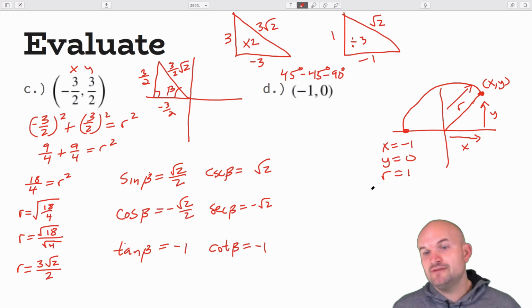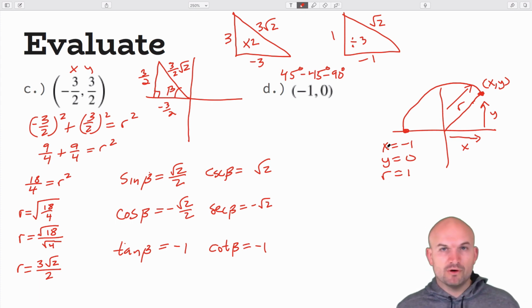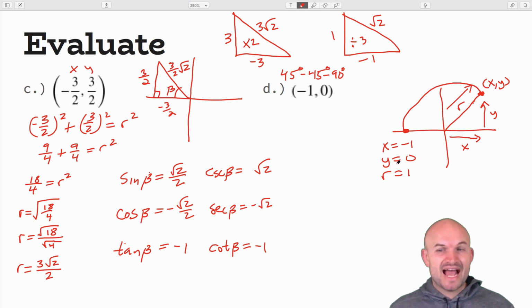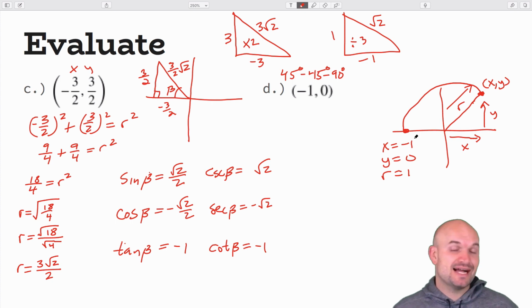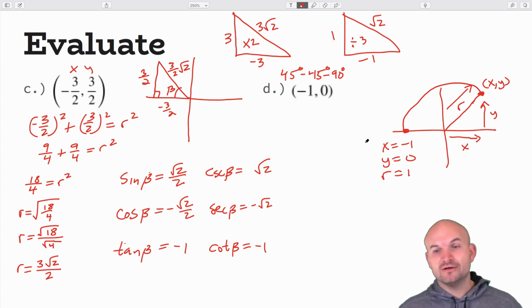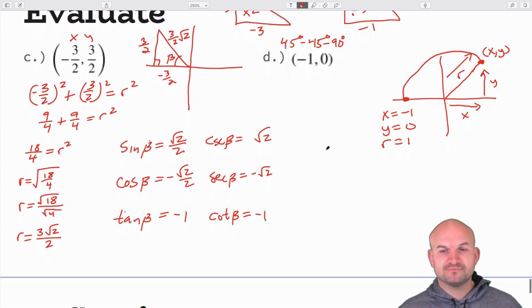Now, again, all we need for our 6 trig functions is x, y, and r. And we have exactly what we need. So we actually can evaluate the 6 trig functions when we are not given a point that creates a triangle. We can use this information to evaluate our 6 trig functions.